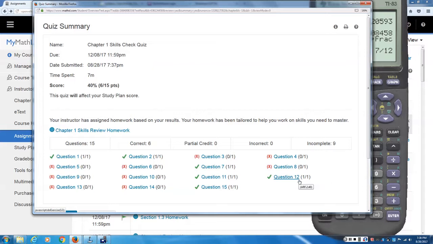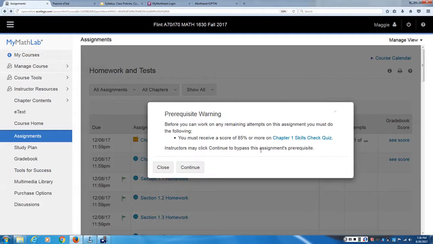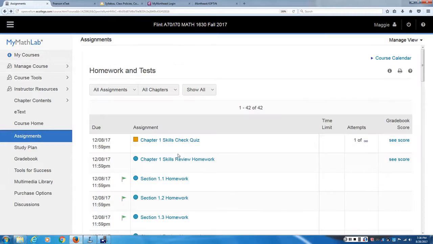But just make sure you remember how to do things that you need to know how to do lesson 1. And if I try to go do lesson 1 now, it says you didn't make 85% on your skills check quiz. You need to go back and do that quiz again. And yours won't say continue, it'll say close. Mine says continue because I'm the teacher.